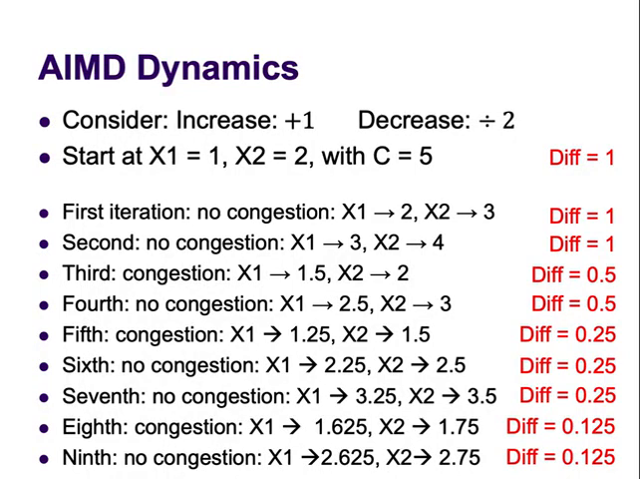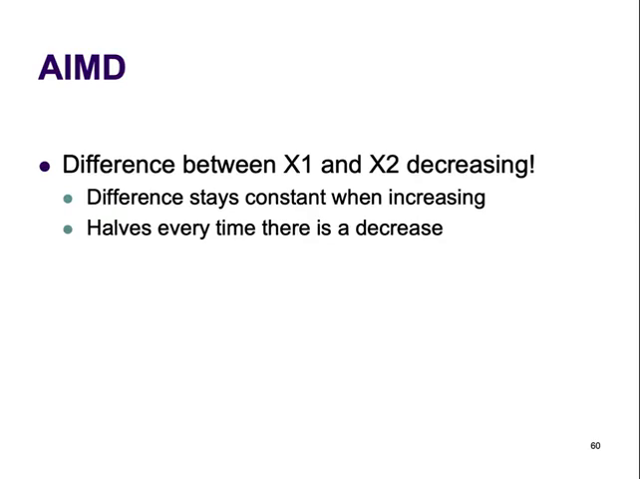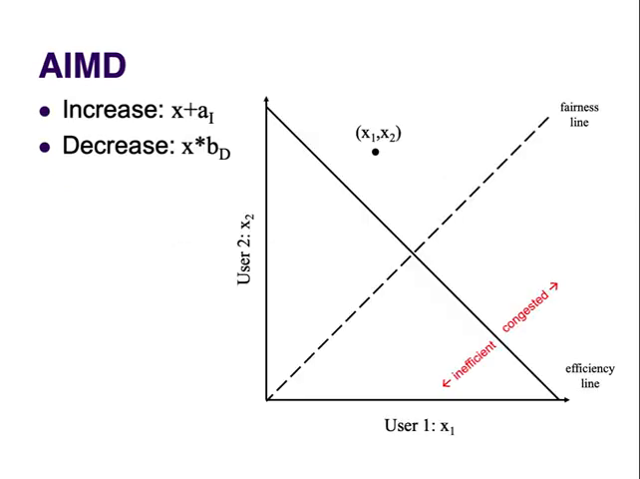They're getting closer to fairness. And so the difference between x1 and x2 decreases. It stays constant when you're increasing, but every time you decrease, the difference halves. And this is very clear when we look at the picture, because what's happening now is when you decrease, you move along that line that had a slope of x2 over x1.